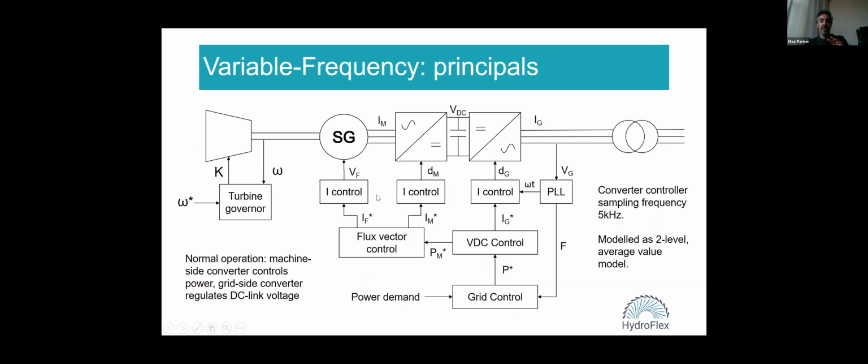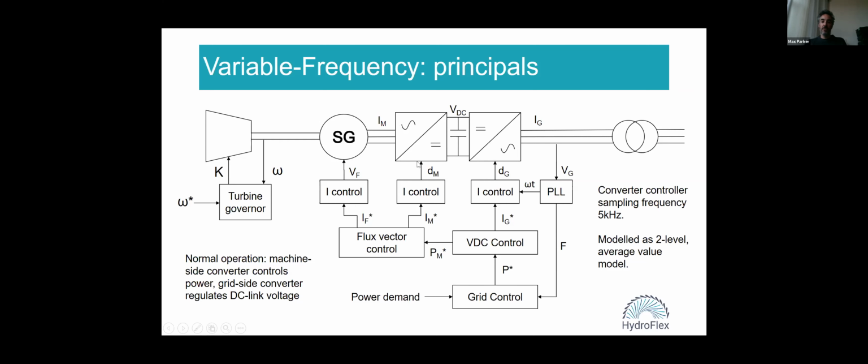So, variable frequency. What you end up with is a complex arrangement with a lot of different controllers. They've got a turbine governor. This is slightly different in that rather than a fixed speed with a permanent droop, you're using a PI controller to regulate the speed using the guide vane opening.